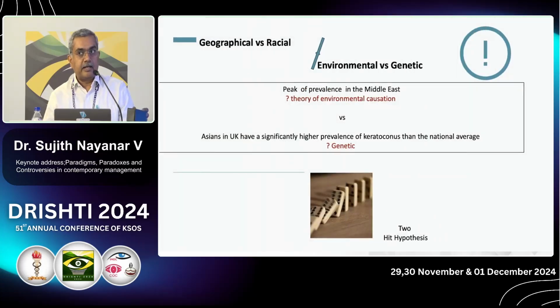When we think of bilateral cases, we have a clue that it may be something related to genetics. But is there something other than genetics, like environmental, racial or geographical factors? That's the clue that we are getting from the example of Saudi Arabia and other countries in the Middle East, where they have a peak of prevalence. Is it due to any environmental cause?